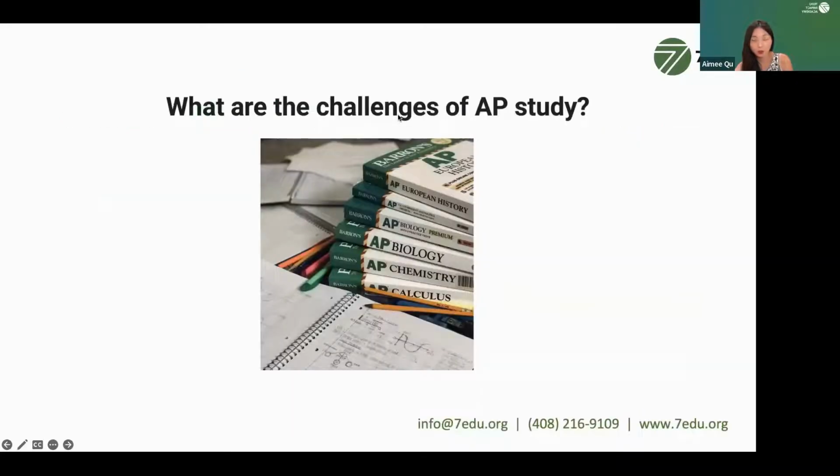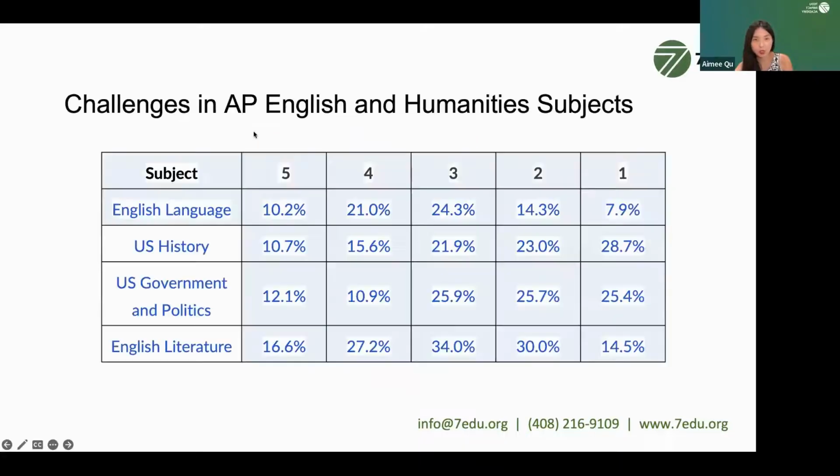Okay, so now that we know that APs are important, of course, we know they are difficult, but what are the specific challenges of AP study? And for this section, we've broken it down based on different subject areas, because I do think while there is, of course, some overlap between different disciplines, there are also factors that are unique to each.